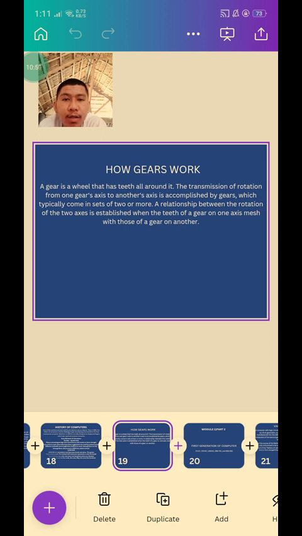How gears work. A gear is a wheel that has teeth all around it. The transmission of rotation from one gear axis to another axis is accomplished by gears, which typically come as a set of two or more. A relationship between the rotation of the two axes is established when the teeth of a gear on one axis mesh with those of a gear on another. Ano yun daw po?